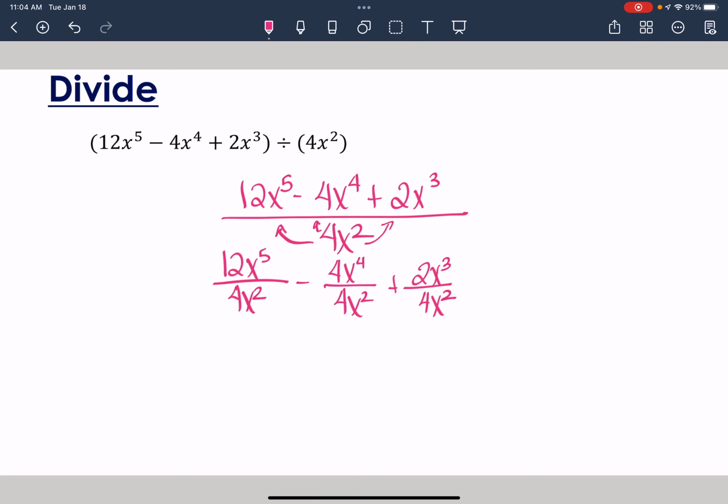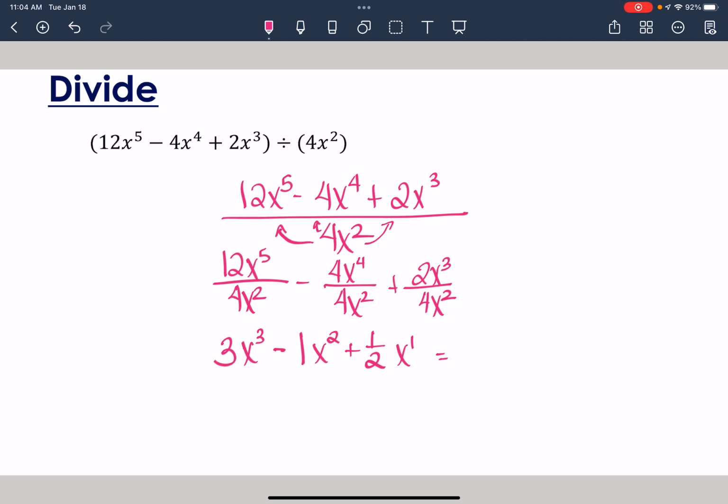So let's simplify the coefficients and then work with the exponents. So 12 over 4 will be 3. X to the 5th over x squared. Remember, we subtract the exponents, and 5 minus 2 is 3, so that's x cubed. Minus 4 over 4 is 1. And then we have x to the 4th over x squared, so that'll be x squared. 2 over 4 will reduce to 1/2. X cubed over x squared, 3 minus 2 is 1, so that's like x to the 1.